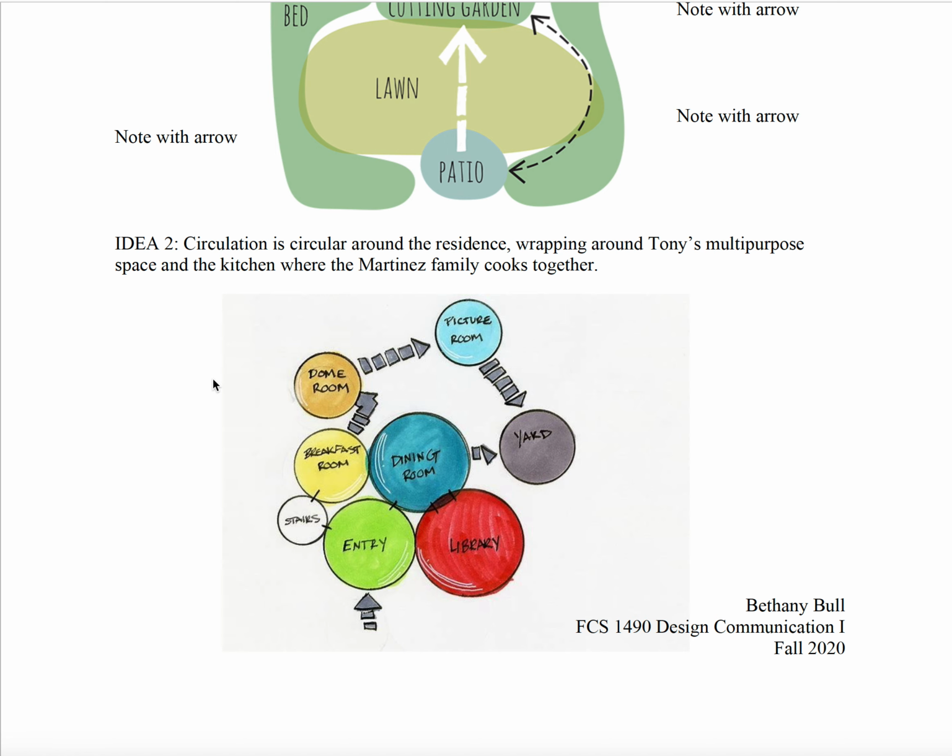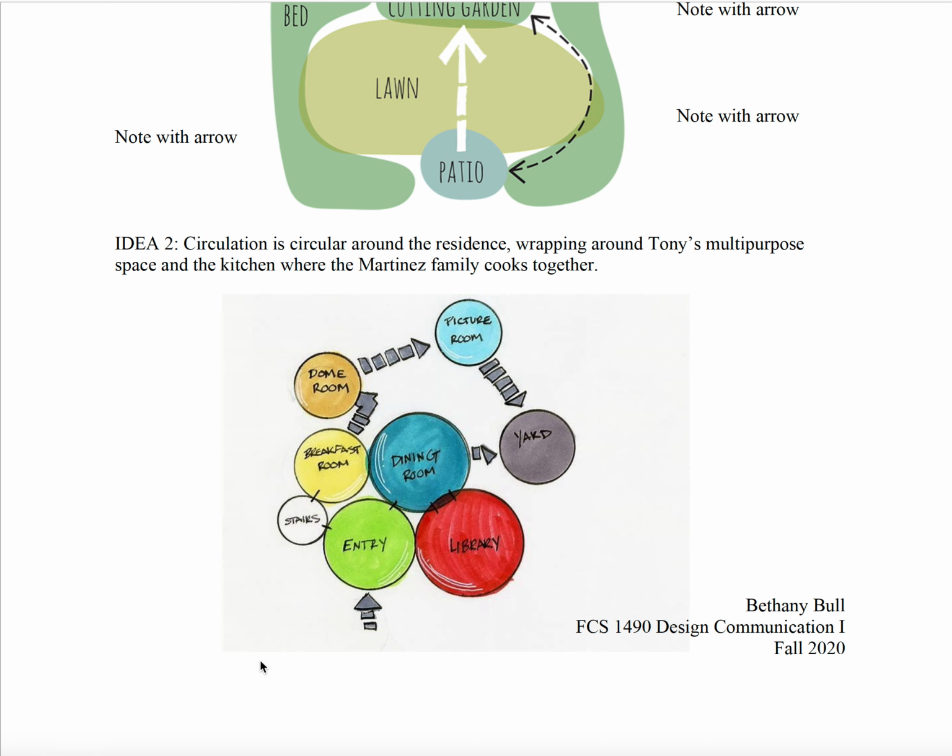So idea two, the circulation, which is the space in between all the rooms. It's the hallways, it's the walkways, those types of areas. So the circulation is circular around the residence, wrapping around Tony's multi-purpose space and the kitchen where the Martinez family cooks together. So this is an example where I went out on a limb, and this would have been one of my questions: do they like to cook together? Or perhaps, what do they like to do together? So I answered that they like to cook together.